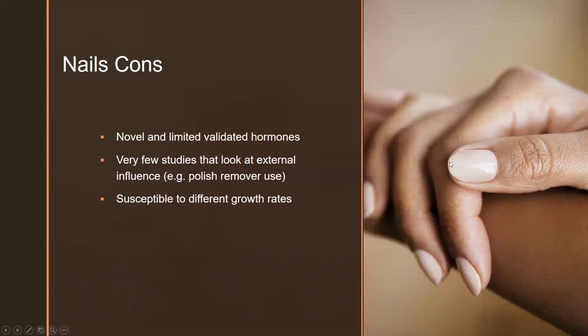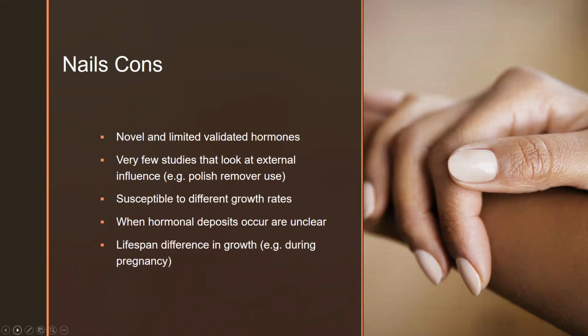there haven't been a lot of studies that tell us how much correlation is going on between here, here, and here. That probably needs to be done in an animal study because I don't think people are going to let you rip their nail bed out. So that's one of the biggest problems that we have with nails. When the hormonal deposits occur, how much degradation occurs, how well it correlates from 1 centimeter from the nail bed versus 2, 3, or 4, it's very unclear.